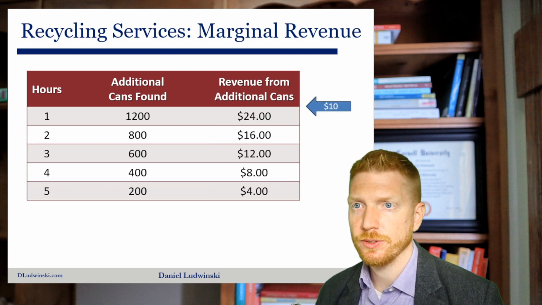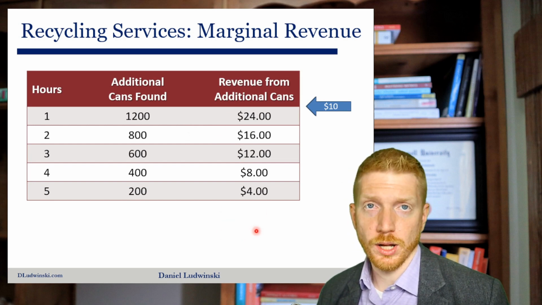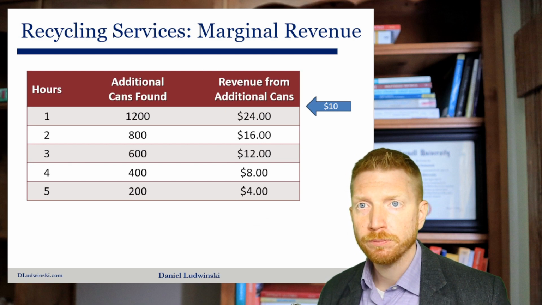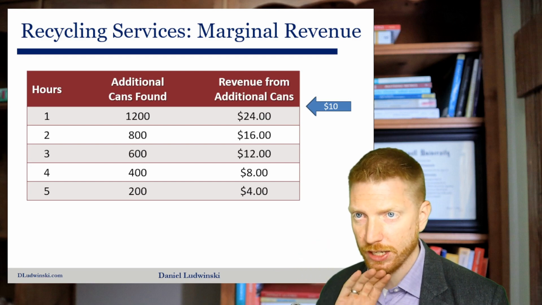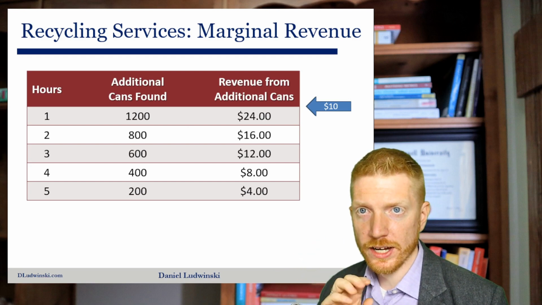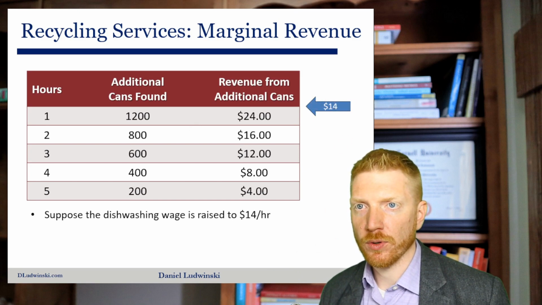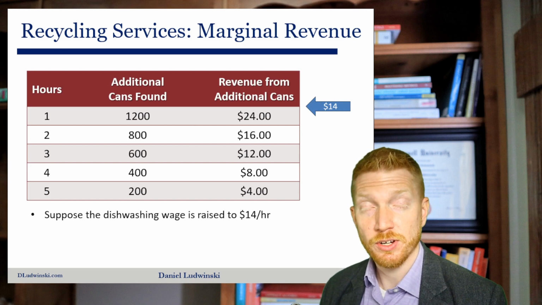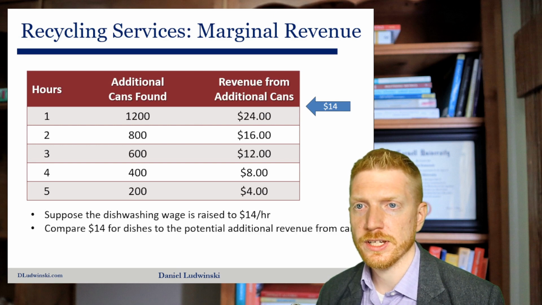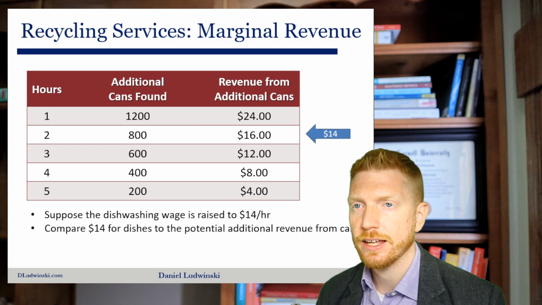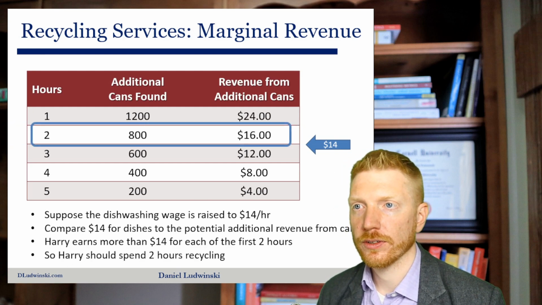All right, now back to 2 cents per can. So we have this original revenue per additional can here. Now let's say instead of the deposit on cans increasing, it's still at 2 cents. What happens if the wage of dishwashing increases to $14 per hour? So we've updated this to 14 per hour. We just do the same exercise of comparison. Instead of using 10, we now use 14. And what we can see is that, well, it's actually now only worth it to do those first 2 hours.